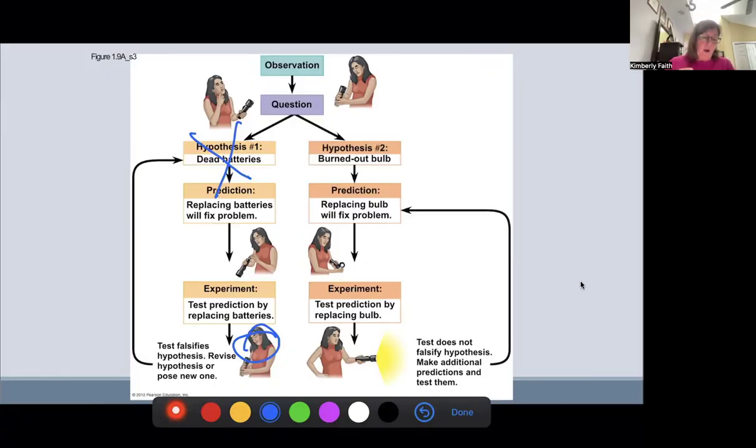So now we're going to go to hypothesis two. Then we'll replace the bulb. The flashlight works. Okay, very, very important. We are not testing both. You can have multiple hypotheses, but you only test one at a time.